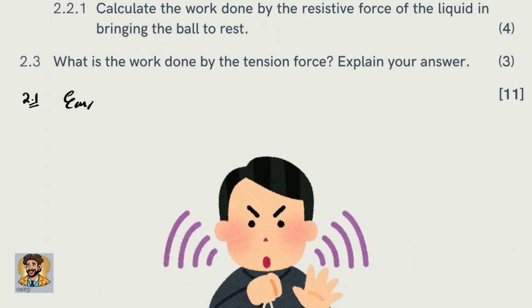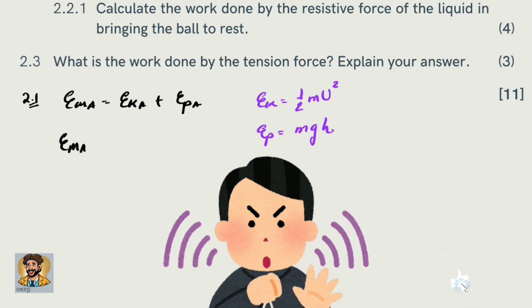Mechanical energy at point A is equal to the addition of the kinetic energy at point A plus the potential energy at point A. You must also remember that kinetic energy is half the product of mass and speed squared, and the potential energy is equal to the product of mass, acceleration due to gravity, multiplied by the height. So the mechanical energy at A is equal to half mass speed at A squared plus mass acceleration due to gravity height at A.